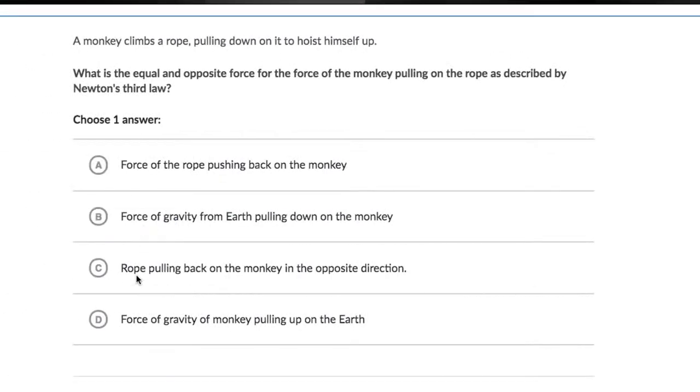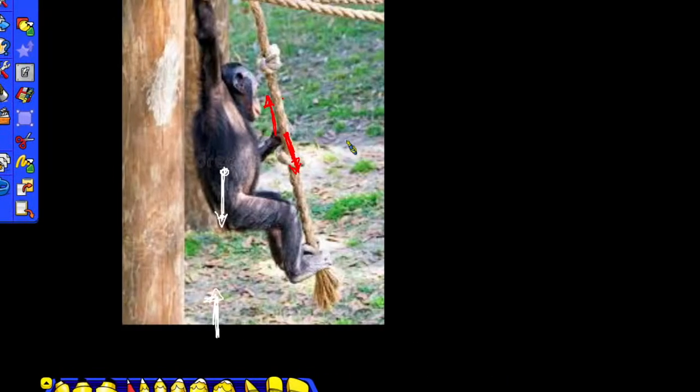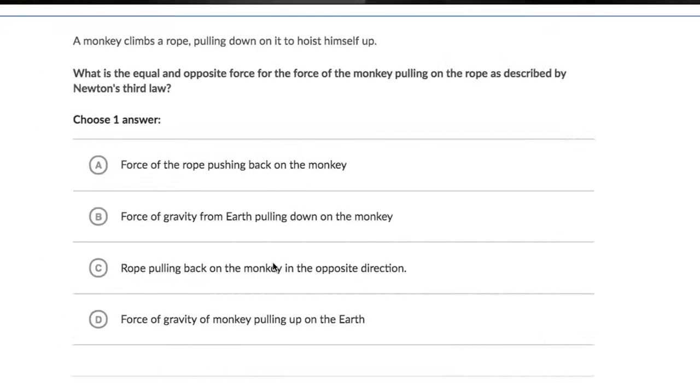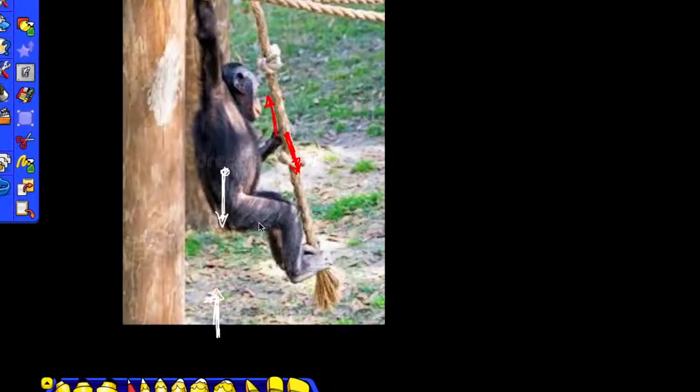Yes, force of gravity is pulling down the monkey. That is correct. Rope pulling back on the monkey in the opposite direction. Rope is pulling back in the opposite direction. This is correct. Force of gravity of the monkey pulling up the earth. Force of gravity from the earth pulling down the monkey. This is also correct.